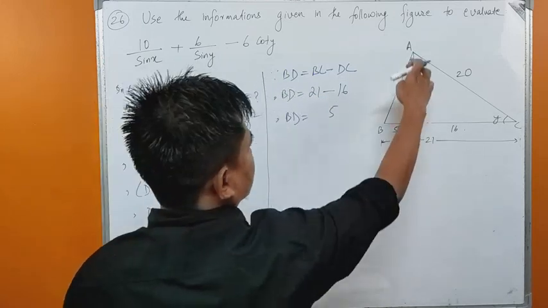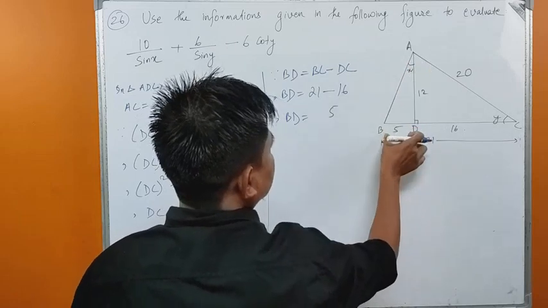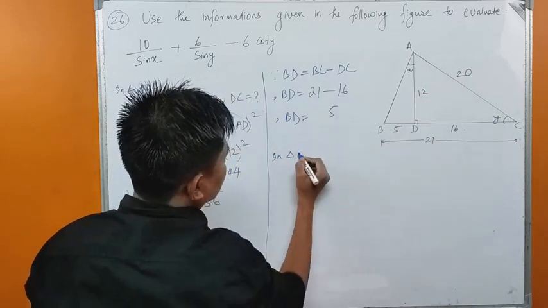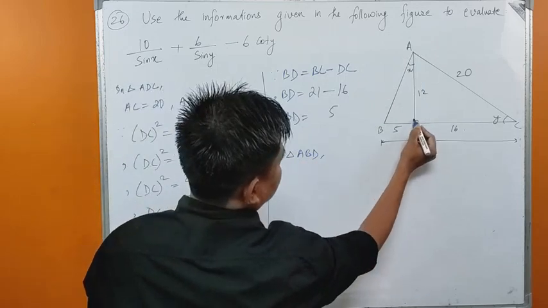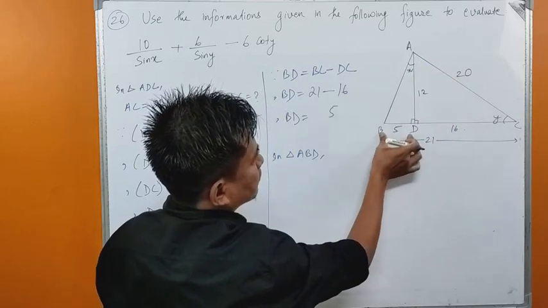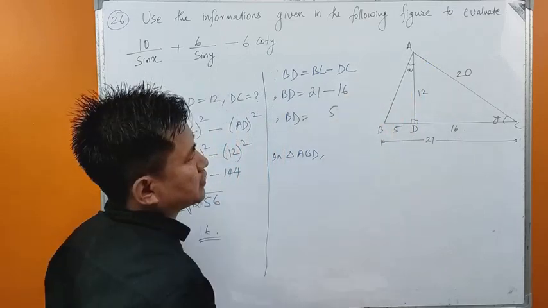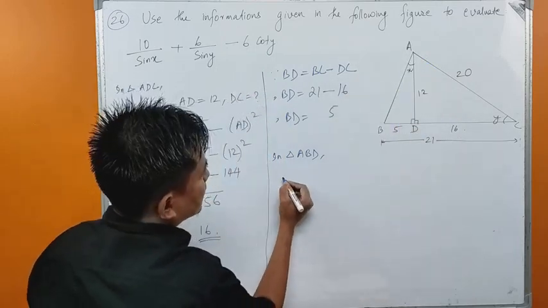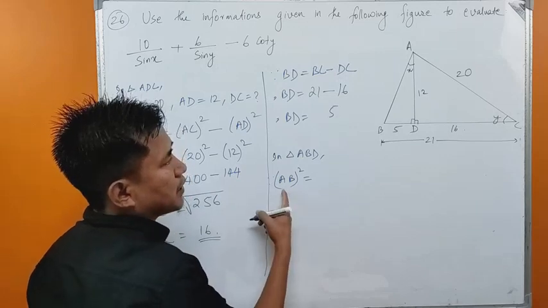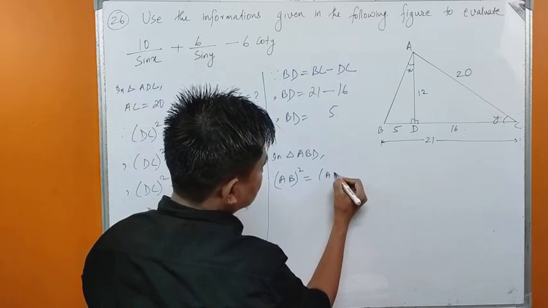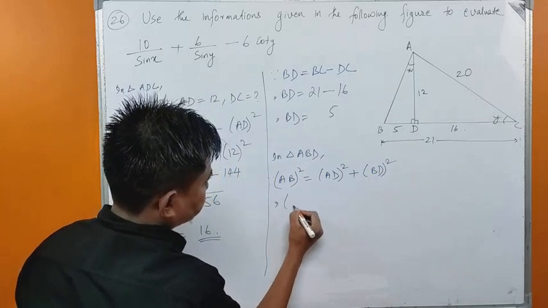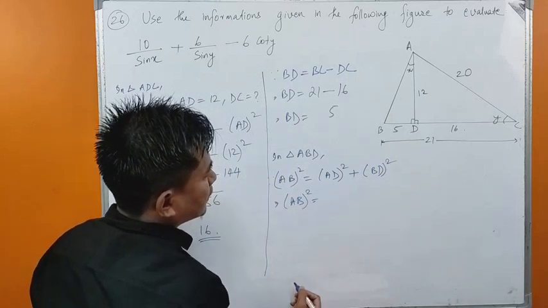Now we have AD and we have BD. Let us find AB. In triangle ABD, you can see this is 90 degrees. Base BD is 5, perpendicular AD is 12. So we can find hypotenuse AB in right angle triangle ABD. Since this is Pythagoras theorem, AB squared equals perpendicular squared, AD squared, plus base squared, BD squared.